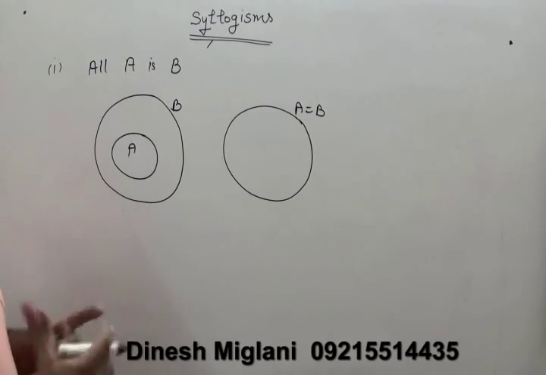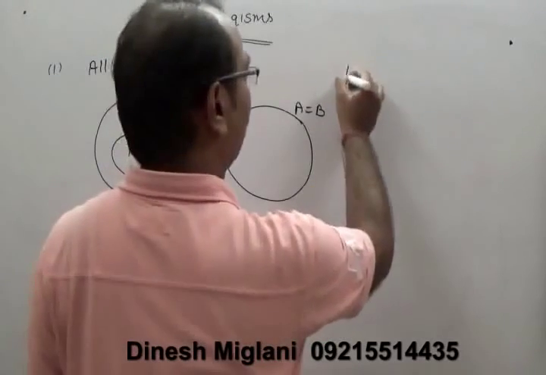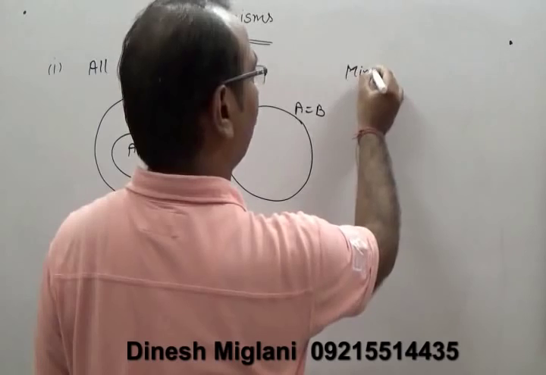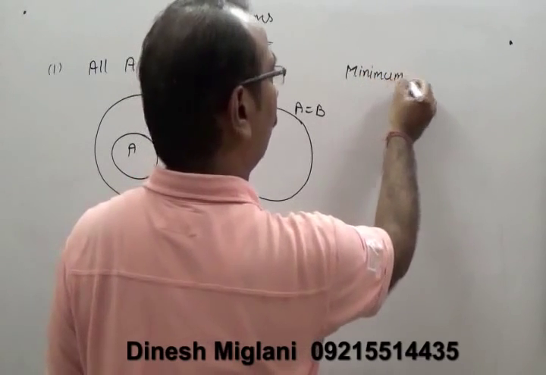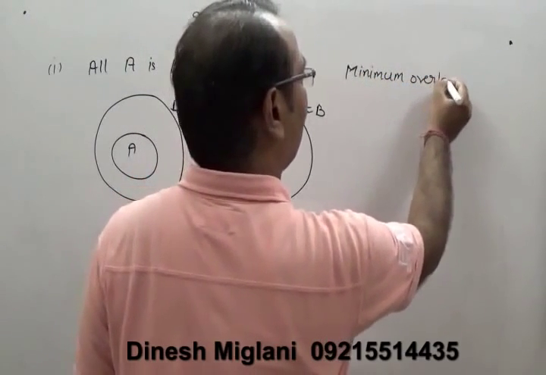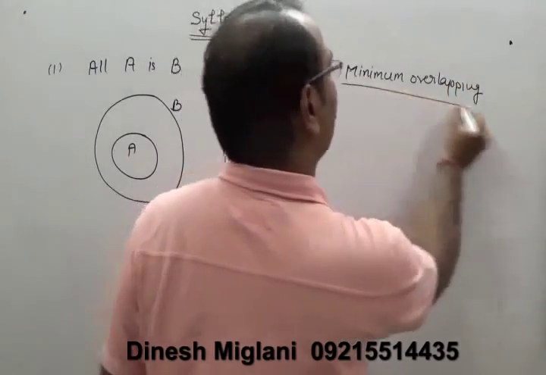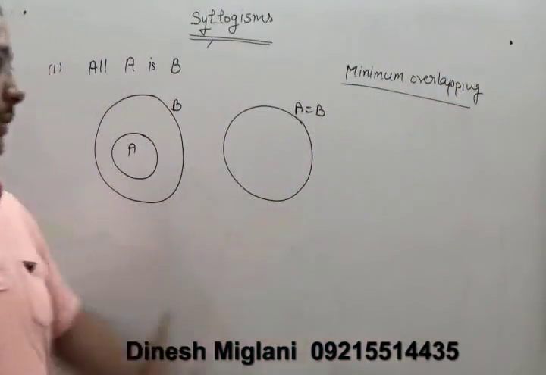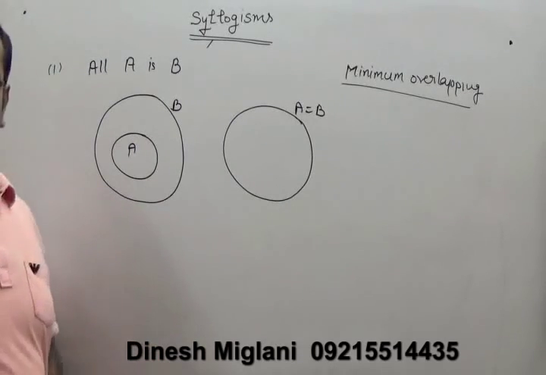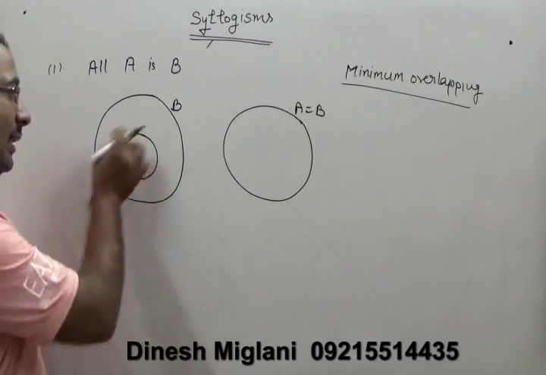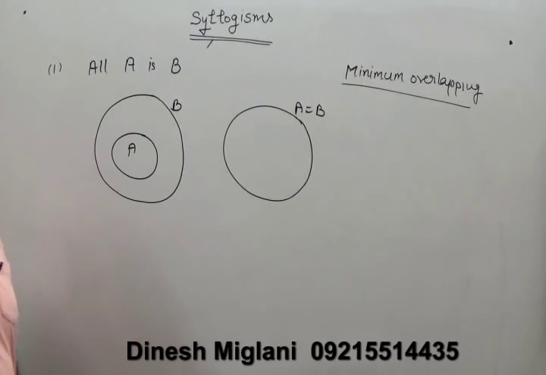But here also we have the principle of minimum overlapping. Minimum overlapping means if nothing is mentioned, we try to take the minimum part. If I say all A is B, then at minimum I can say A is a part of B. Now I am going to tell you what definite conclusions I can draw over it.